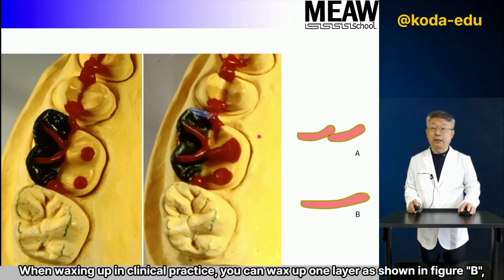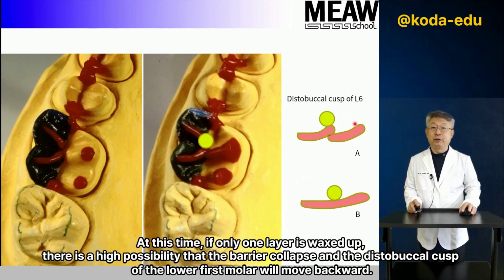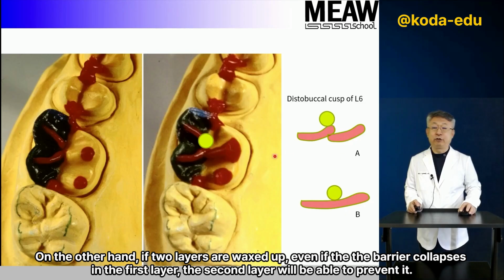When waxing up in clinical practice, you can wax up one layer as shown in Figure B, or 2 layers as shown in Figure A. At this time, if only one layer is waxed up, there is a high possibility that the barrier will collapse, and the distobuccal cusp of the lower first molar will move backward. On the other hand, if 2 layers are waxed up, even if the barrier collapses in the first layer, the second layer will be able to prevent it.